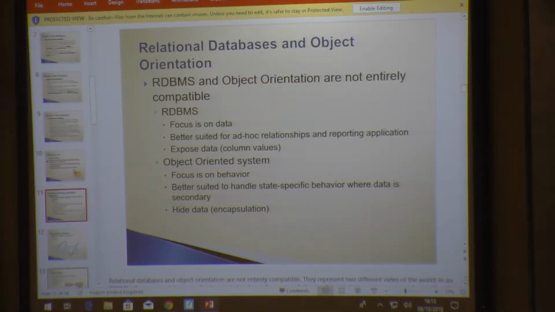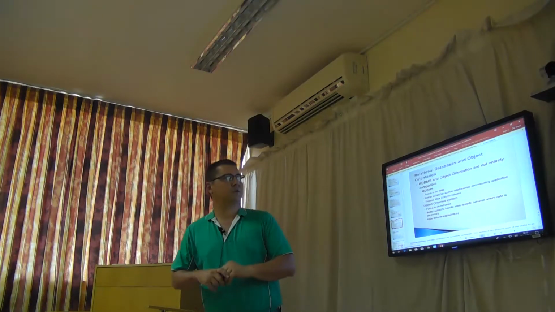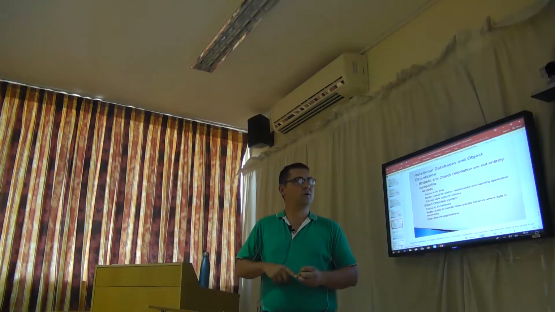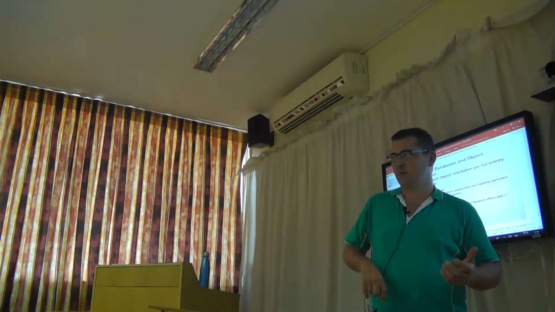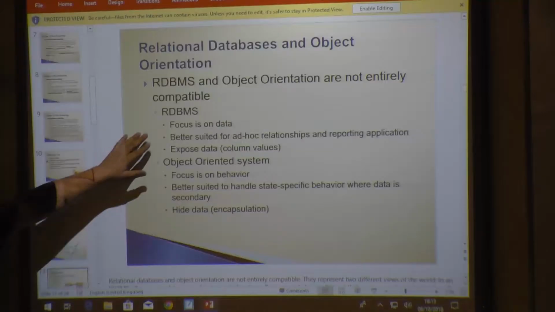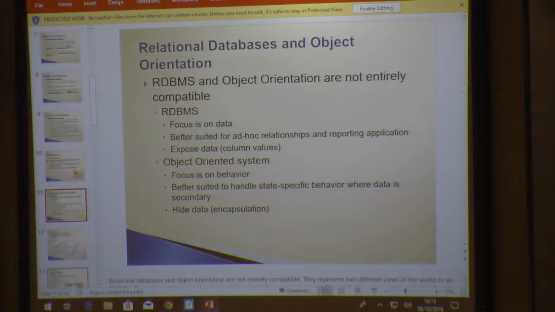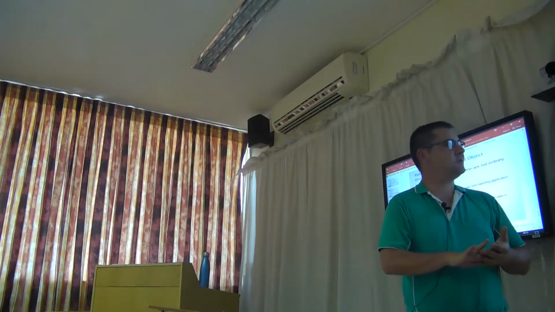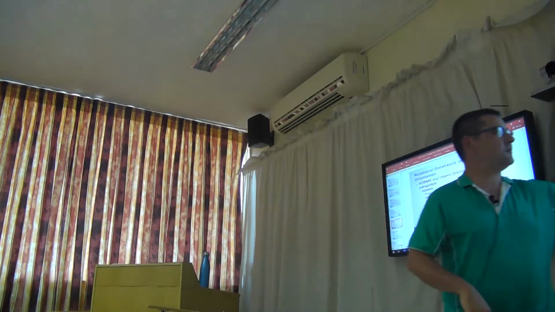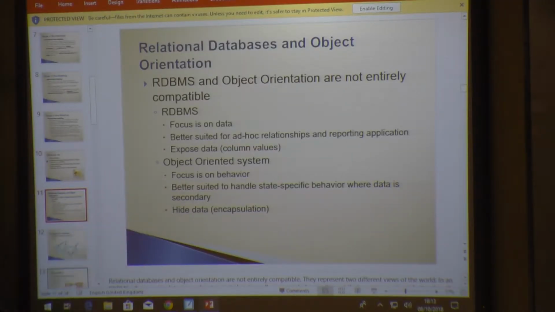Okay, then we quickly get into the comparison between relational databases and object orientation. Now what you'll note is a relational database is more focused on the storage of data. It's suited for your ad hoc relationships and reporting applications, where you would just like to pull data from the database and have it displayed. Okay. So ultimately it exposes our data and the column values for us, and the object-oriented systems focuses more on the actual behavior, on what are we going to do.